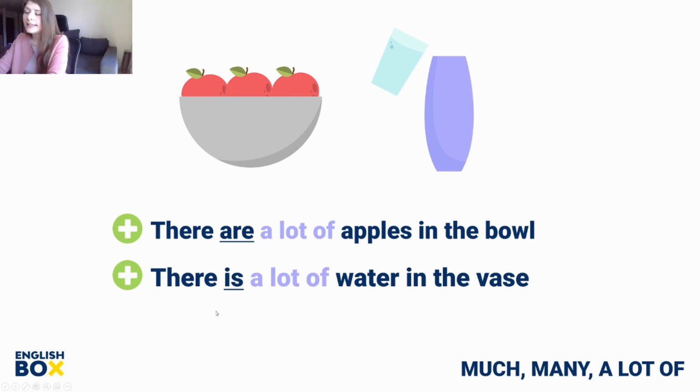The only thing that changes here is the verb. In sentence 1, again, it is plural because apples is a plural countable noun. And in sentence 2, it is singular because water is an uncountable noun and uncountable nouns are singular.